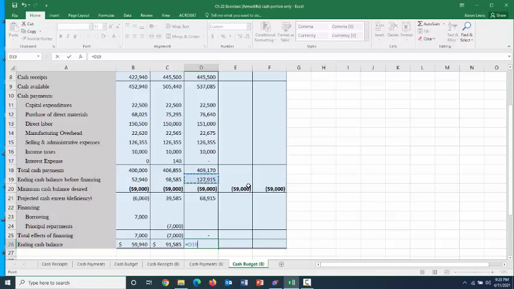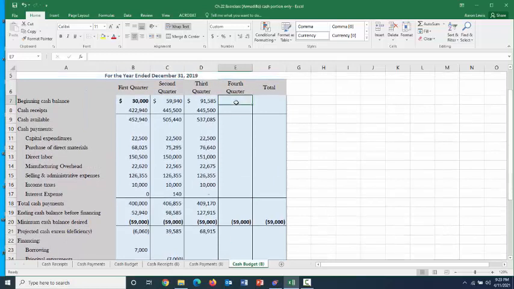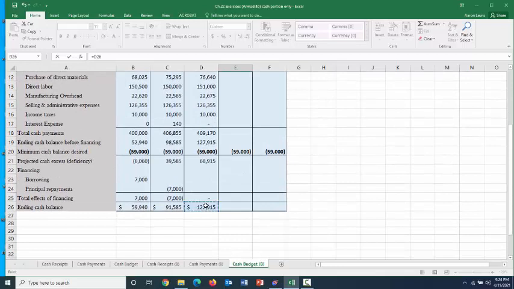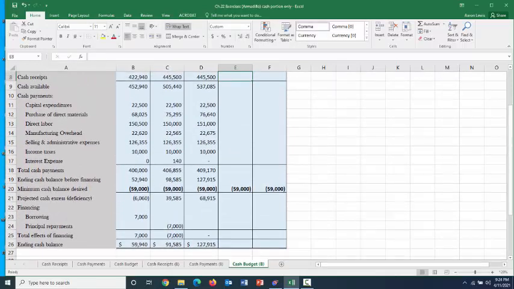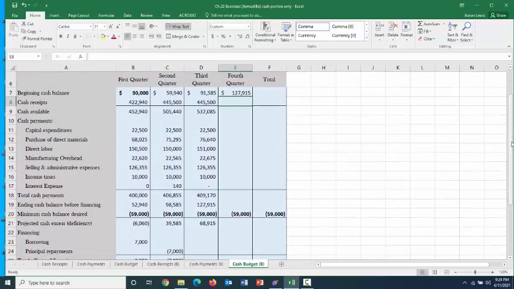It's $127,915 we expect to have in our bank account at the end of the third quarter. And if we expect to have that amount at the end of the third quarter, stands to reason that is going to be what we begin the fourth quarter with. So our beginning balance for the fourth quarter is $127,915.